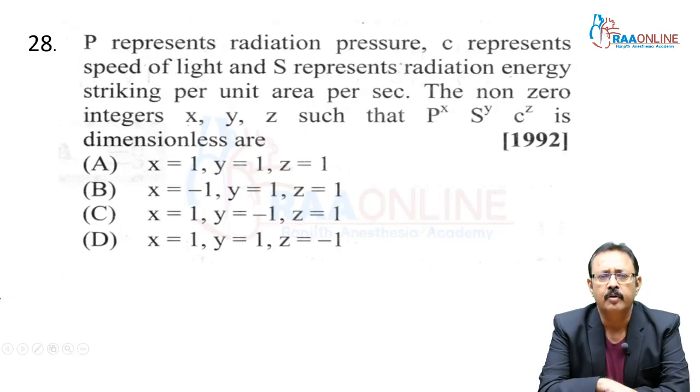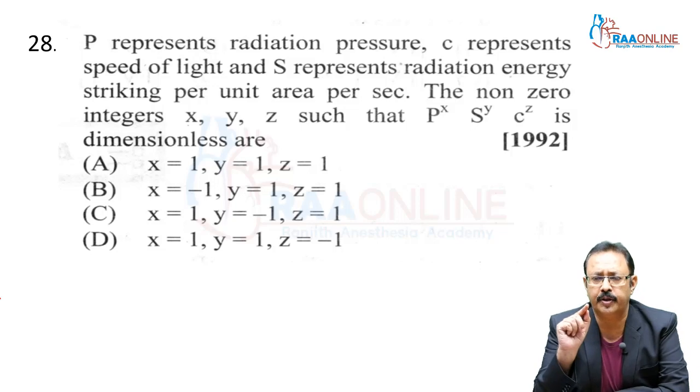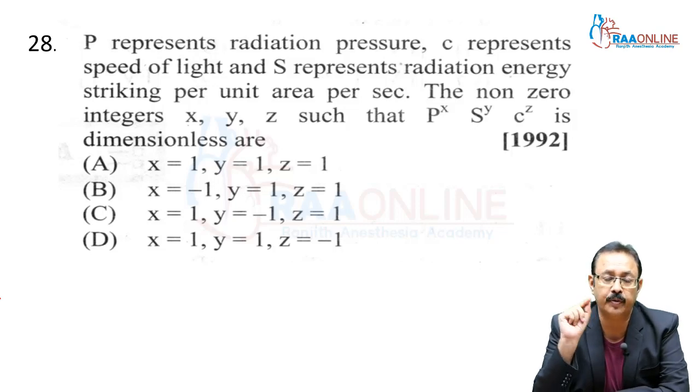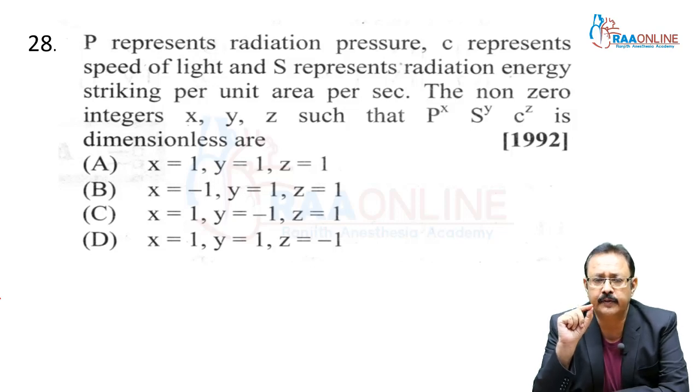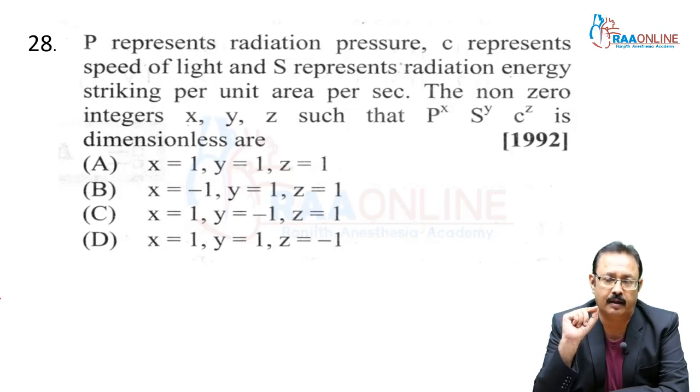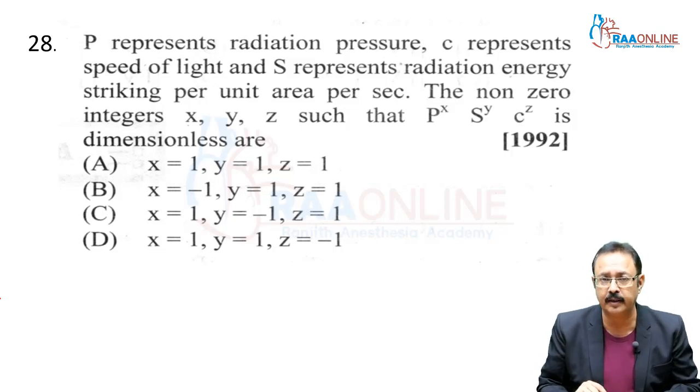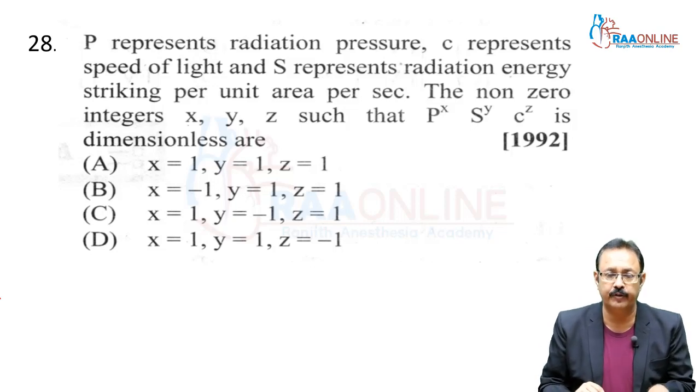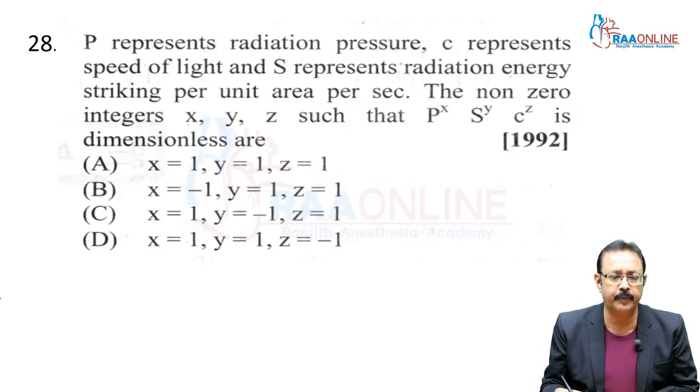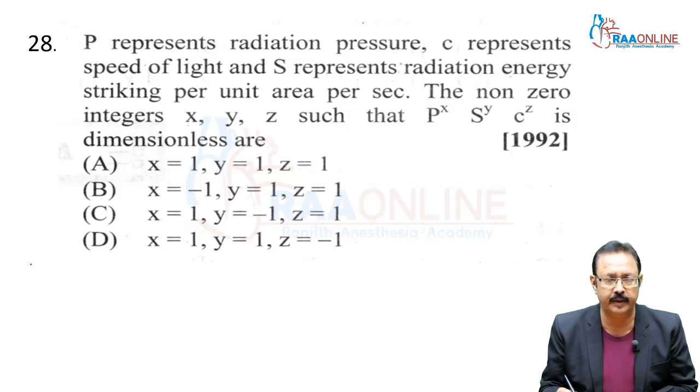28. P represents radiation pressure, C represents speed of light, and S represents radiation energy striking per unit area per second. The non-zero integers x, y, z such that P raised to the power x, S raised to the power y, C raised to the power z is dimensionless are. First we have to find P, S and C individually. What is P? First we are going to see P.